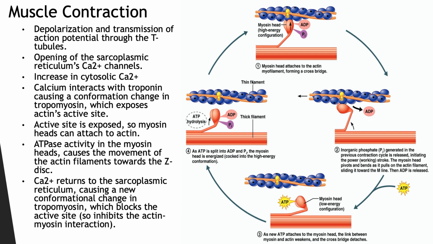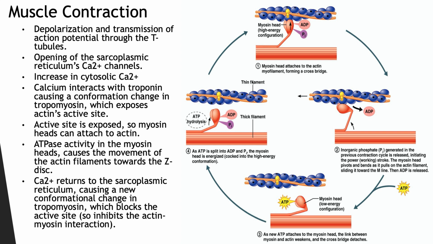So, getting again into muscle contraction and sliding filament theory and how what we just talked about relates to that. Again, depolarization and transmission of the action potential through the T tubules. You have the opening of the sarcoplasmic reticulum and the calcium channels. You have the increase in cytosolic calcium. Calcium then interacts with troponin and causes a conformation change in the tropomyosin, which exposes the active site on the actin.